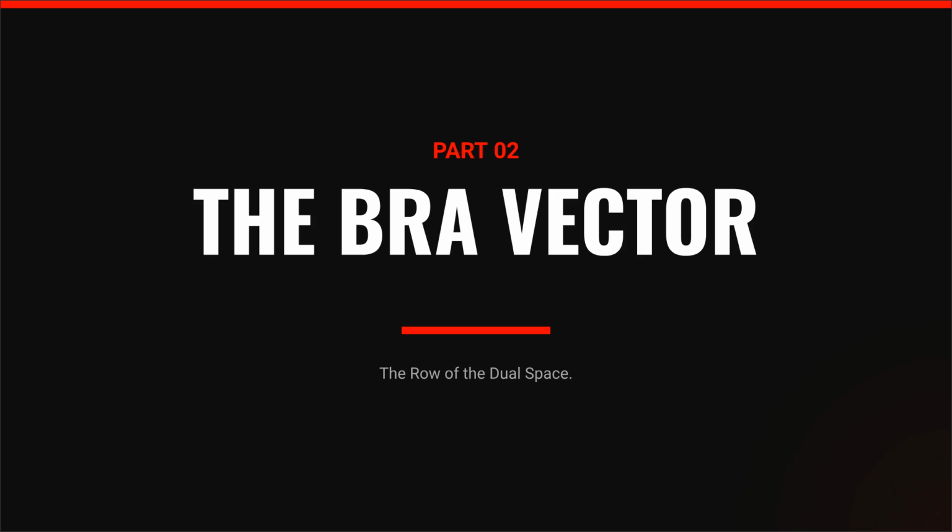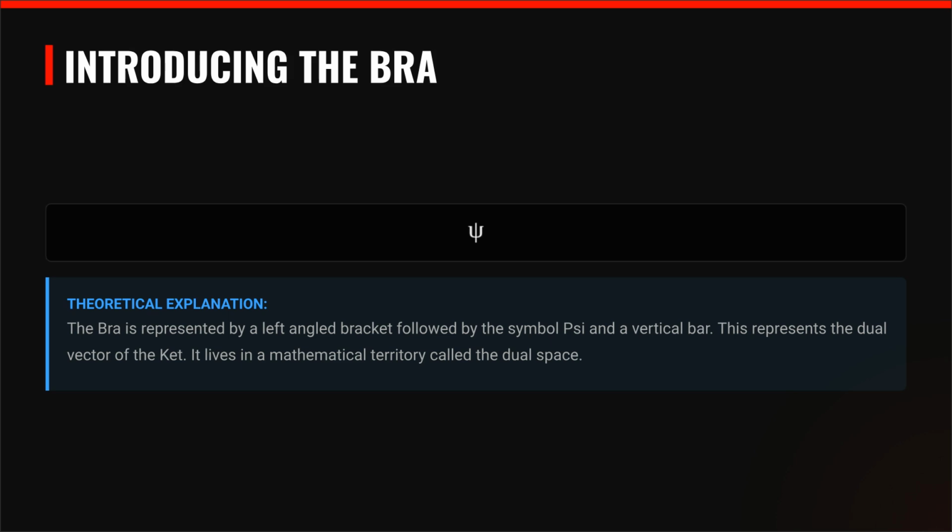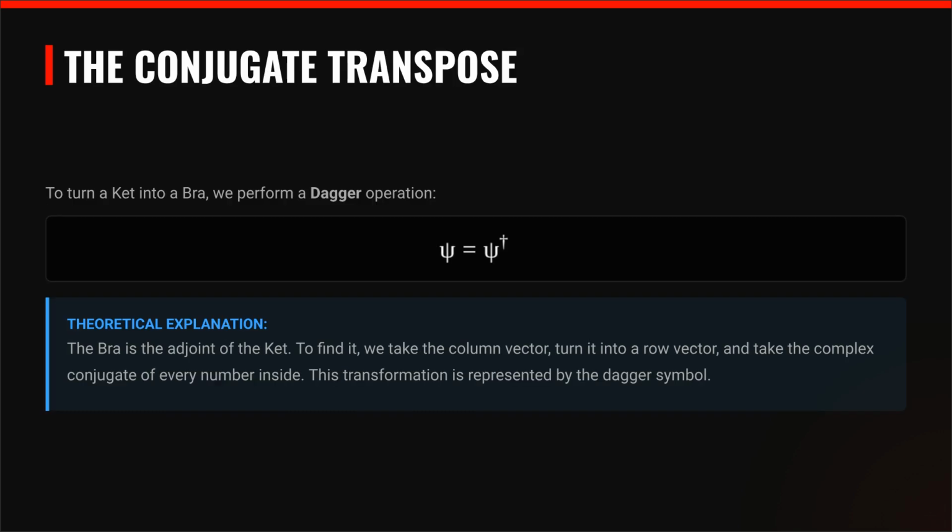Next is part 02, the Bra vector, often called the row of the dual space. The bra is represented by a left-angled bracket, psi, and a vertical bar. It is the dual vector of the ket, residing in the dual space. To turn a ket into a bra, we perform a dagger operation. This involves turning the column vector into a row vector and taking the complex conjugate of its elements. The bra is the adjoint of the ket.